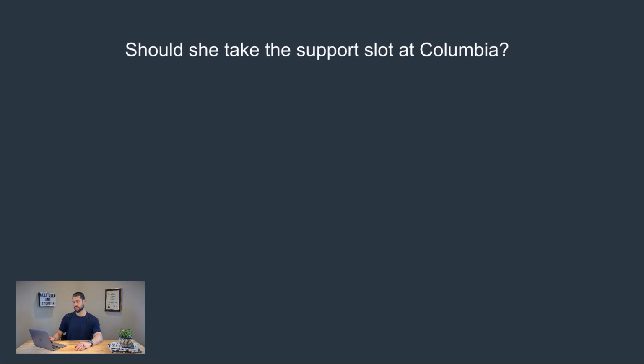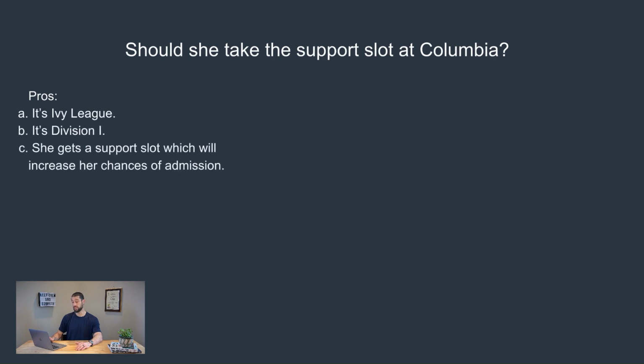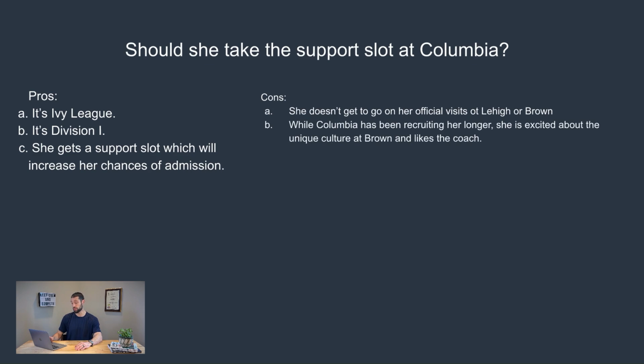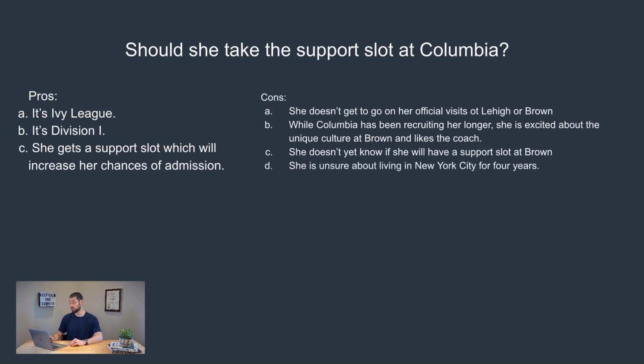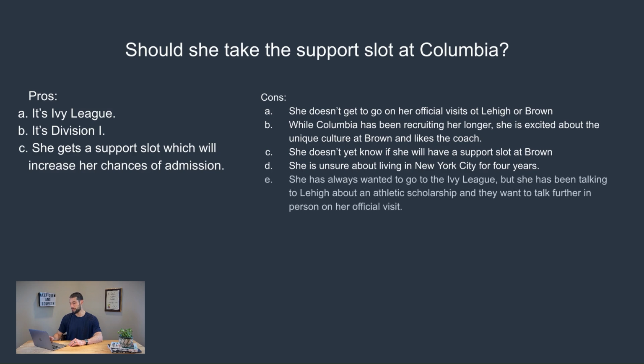Should she take the support slot at Columbia? Pros: it's in the Ivy League, it's Division One, and she gets a support slot, which will increase her chances of admission. Cons: she doesn't get to go on her official visits to Lehigh or Brown. While Columbia has been recruiting her longer, she's excited about the unique culture at Brown and likes the coach. She doesn't yet know if she will have a support slot at Brown. She is unsure about living in New York City for 4 years. She has always wanted to go to the Ivy League, but she has been talking to Lehigh about athletic scholarship, and they want to talk further in person on her official visit.